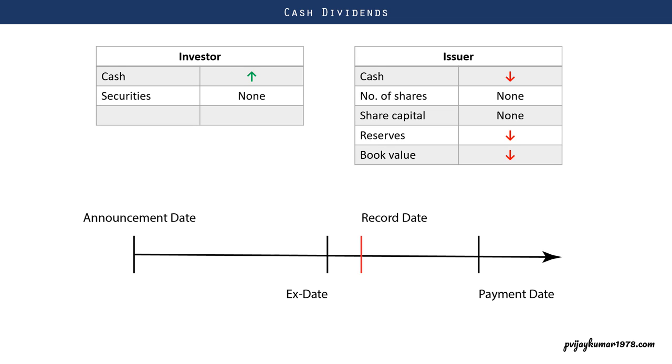For all investors whose names appear on the records of the company on the record date, the payment of dividend will be made on the payment date, which is a few days from the record date.